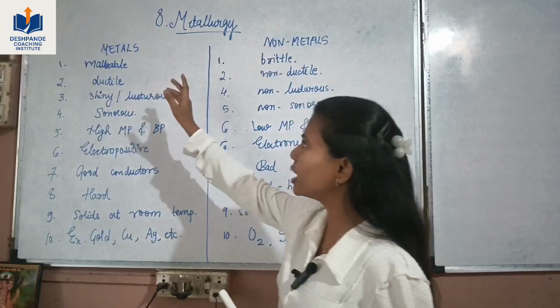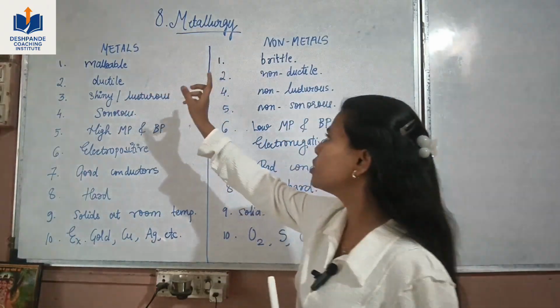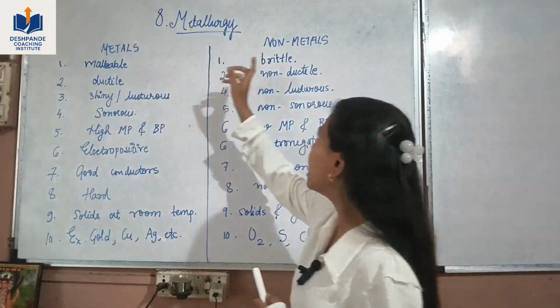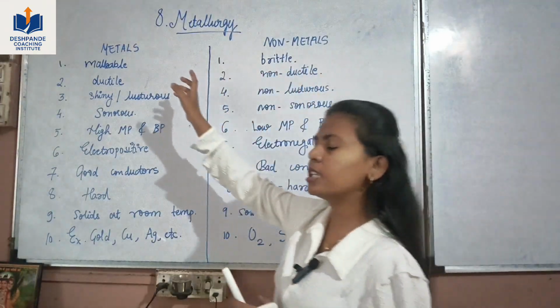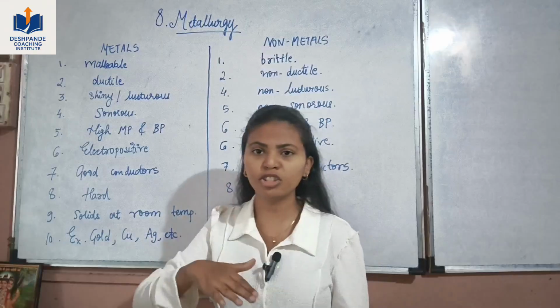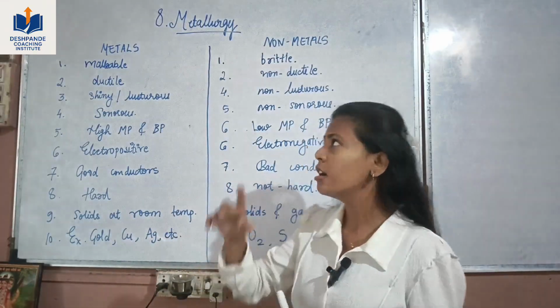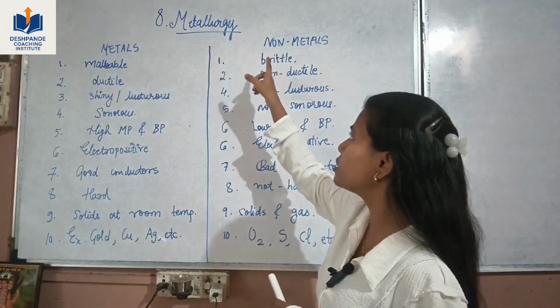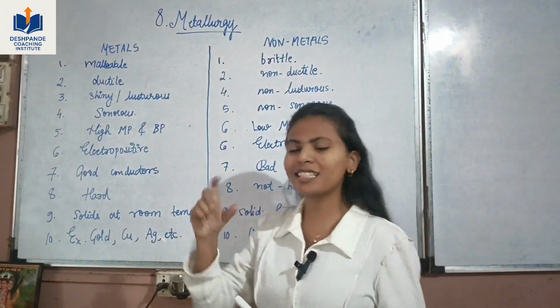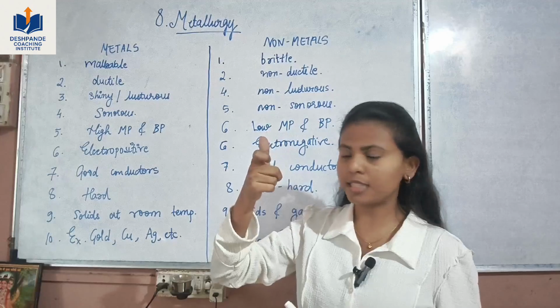So the first point regarding the differentiation is malleability. Metals are malleable and non-metals are brittle. So what is malleability? Malleability is the ability of metals to be drawn into thin sheets. We can hammer metals and make them into thin sheets, while we can't do that with non-metals, so they are brittle. Non-metals such as chalk are brittle. It can be easily broken into pieces.